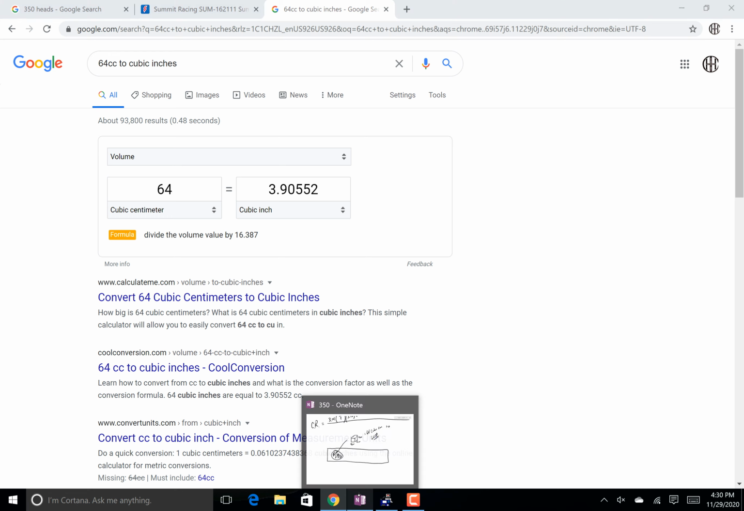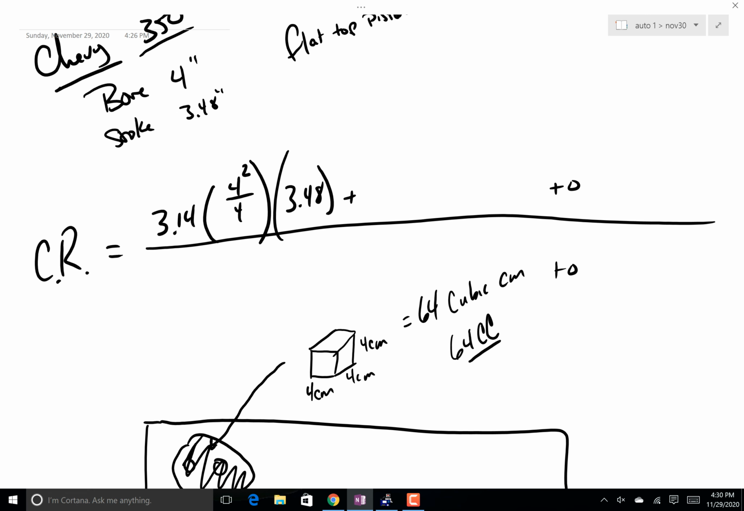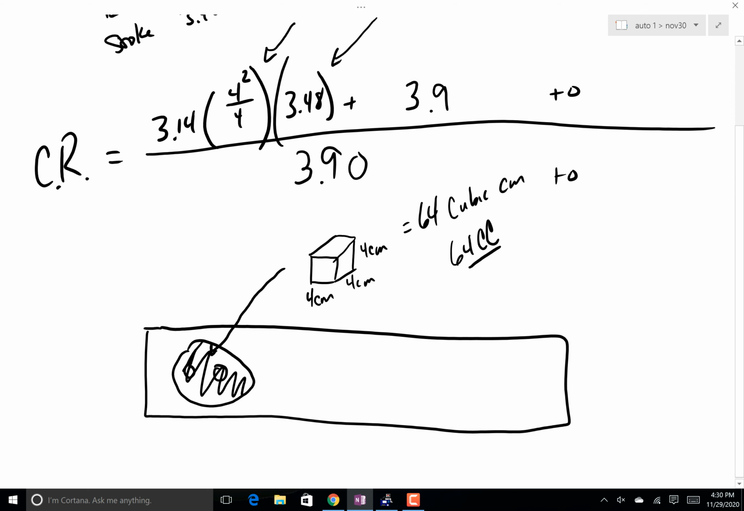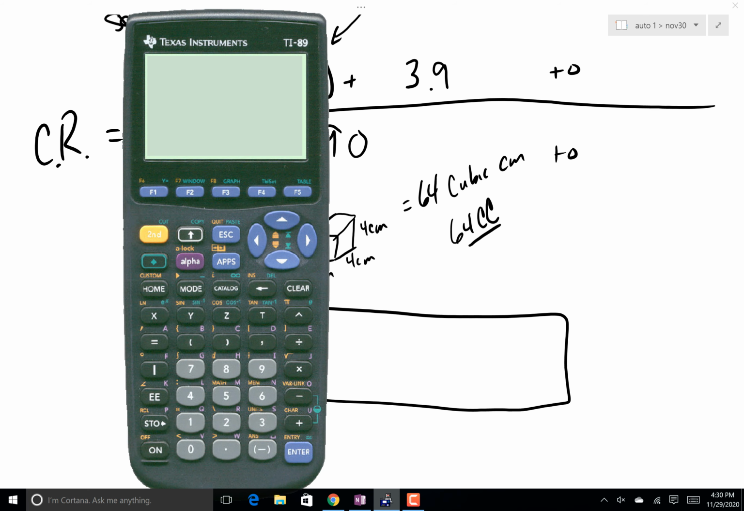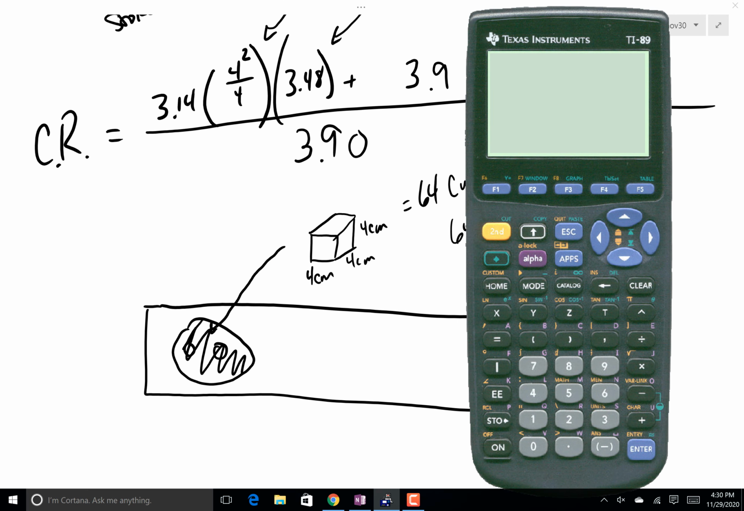64 cc sounds better because it's bigger, Mr. Groom. That's right. But I'm going to type in 3.9. Why? Because, again, all these measurements over here are in inches. So I need to have inches, inches, and inches. But why do they do it that way? I don't know. I just work here. No one told me. Okay?